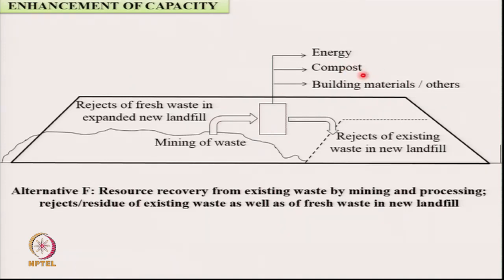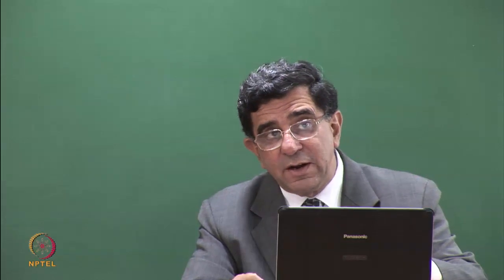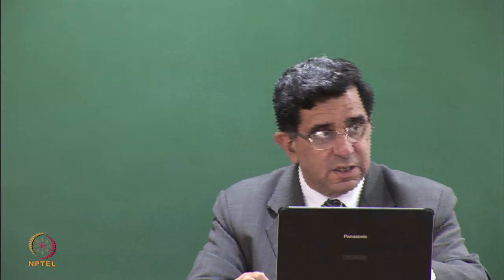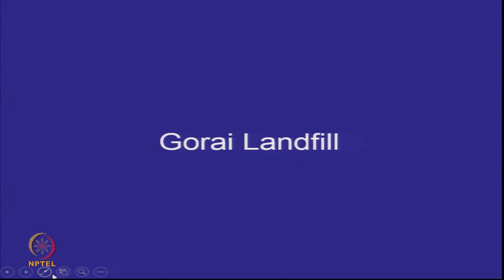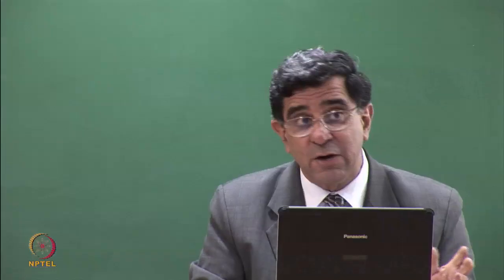So if you can use all that material, the rejects will come, but now they will come in a much smaller area, right? And your new waste will also come through this plant, and it will be accommodated in a smaller area. So these are the alternatives for closure with expansion, and all cities need this and not closure. So I'll give you the example of Garai landfill, which was closed, and there was a big problem because after that, where will the waste go? Then it went to Deonar.